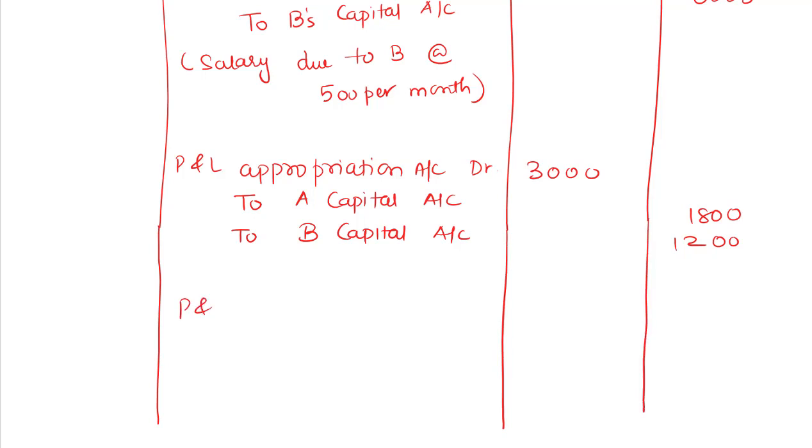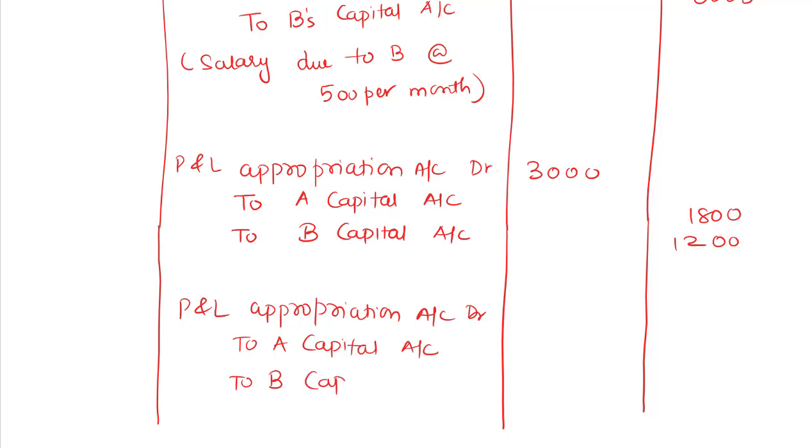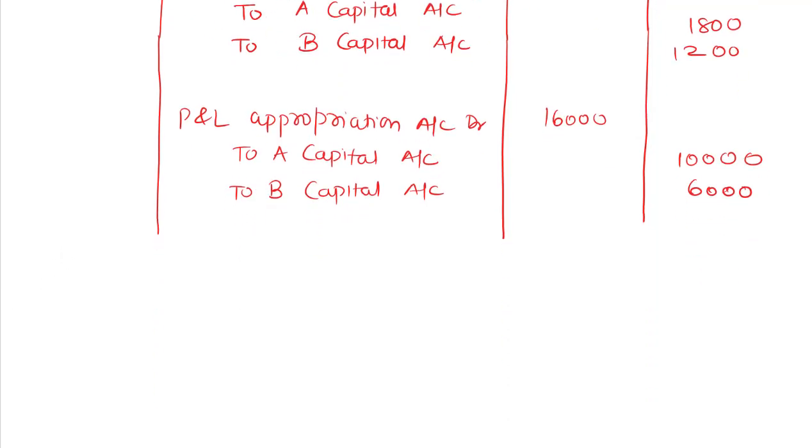Third entry, profit and loss appropriation account, debit to A's capital account, to B's capital account, $10,000 and $6,000, total $16,000. I believe you understood this. Let us continue.